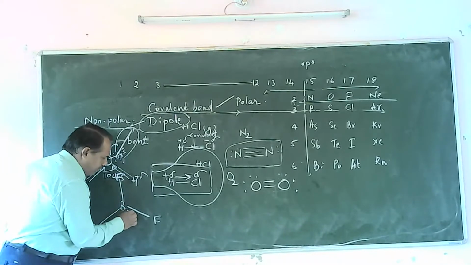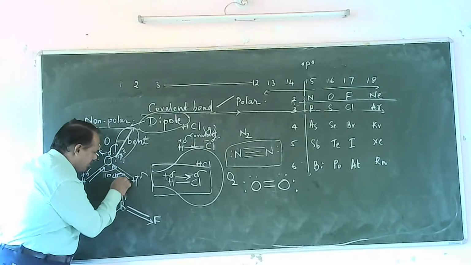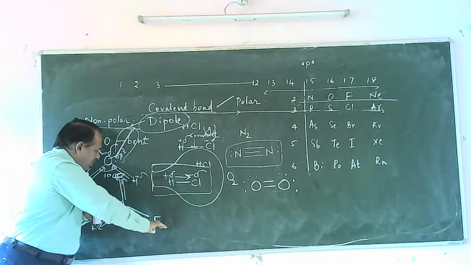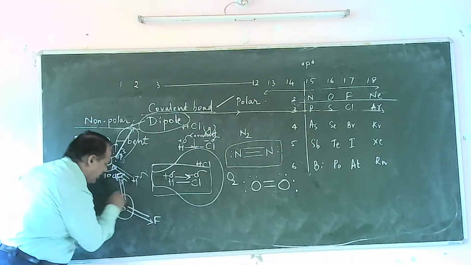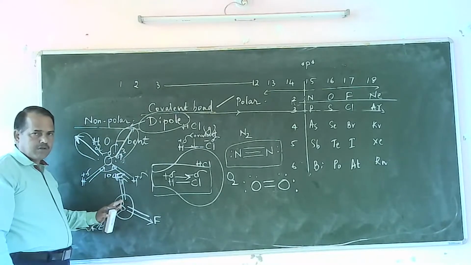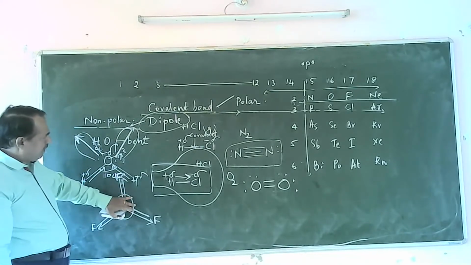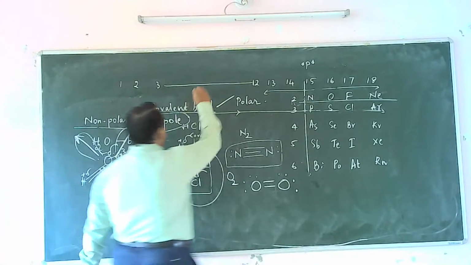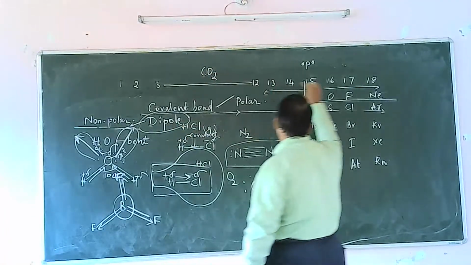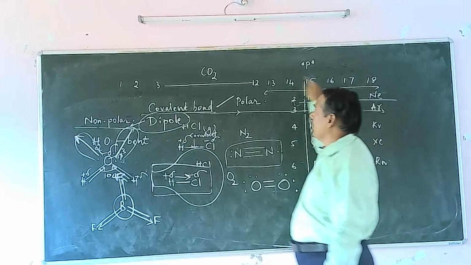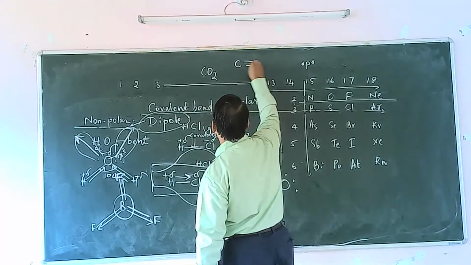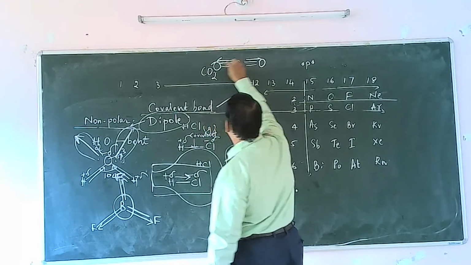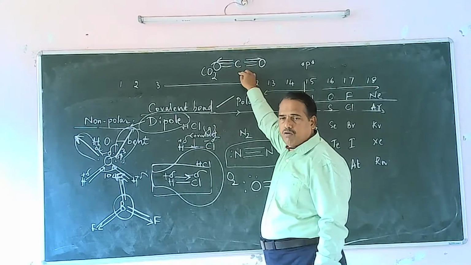As fluorine is more electronegative, the dipole moments are equal at 120 degrees, extending in this side, but equal in number, and the net resultant dipole is 0. Therefore, the molecule is non-polar. Like carbon dioxide, a compound of oxygen, which has a linear structure. Carbon is the central atom, and both oxygen atoms have dipole moments equal and opposite in direction. So the net resultant dipole is 0.